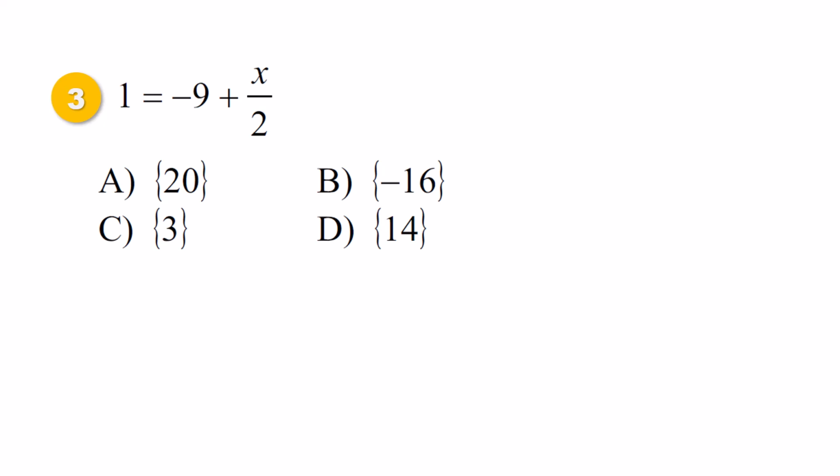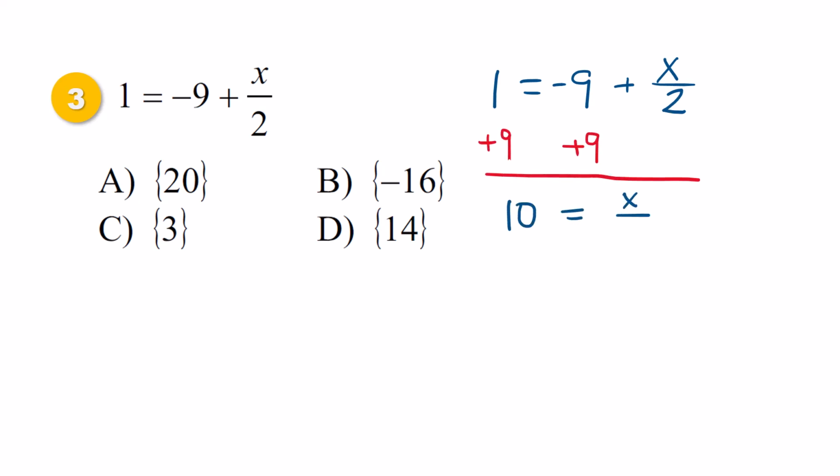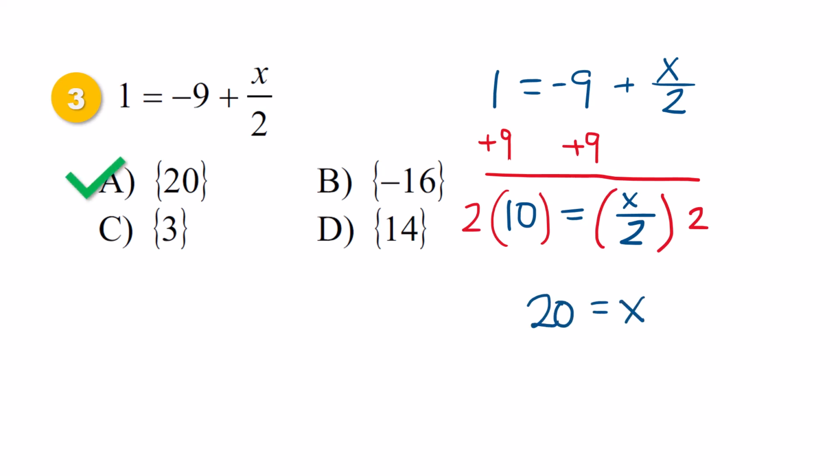Number 3. This is a tricky little thing. People do make mistakes with this one as well, and I went over that in that other video. But what I'm going to do with this one first, I'm going to add 9 to both sides and get that x over 2 by itself. Then multiply both sides by 2 to clear that fraction. Our answer is 20.